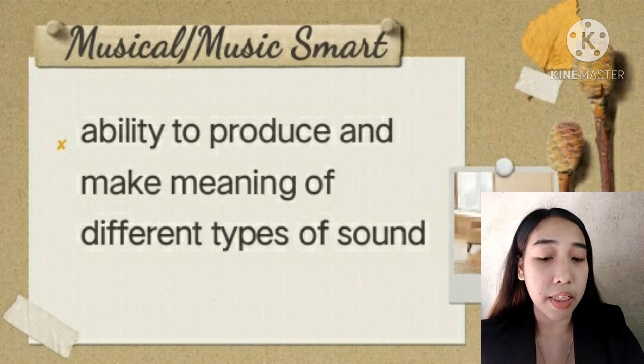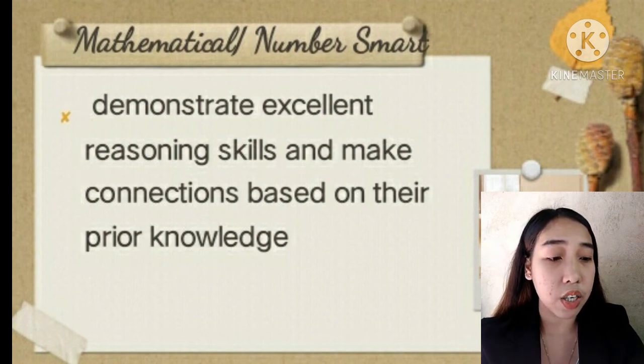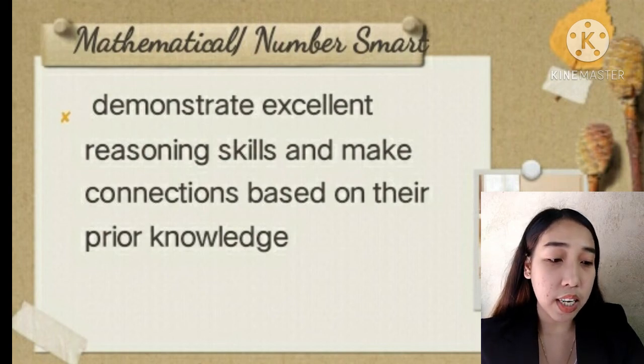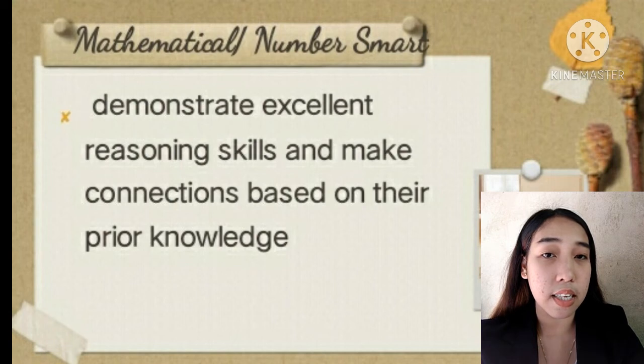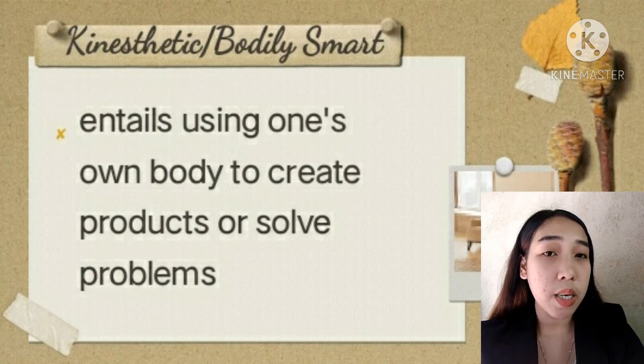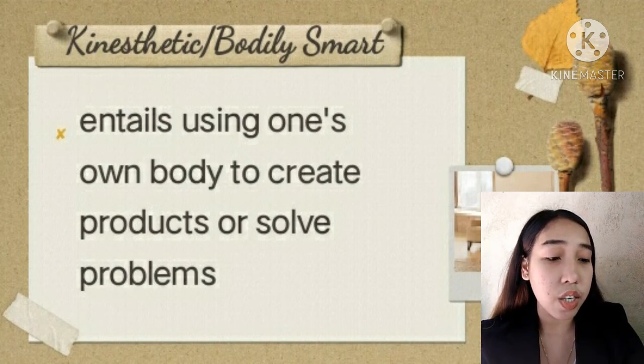The fourth one is the mathematical or number smart. These individuals demonstrate excellent reasoning skills, make connections based on their prior knowledge, and are drawn to categorization, patterning, and relationships between ideas. The fifth one is the bodily or kinesthetic. These learners learn best in the form of demonstration or a hands-on approach, physical skills, or movements. Examples of this are athletes, dancers, surgeons, or craftspeople.